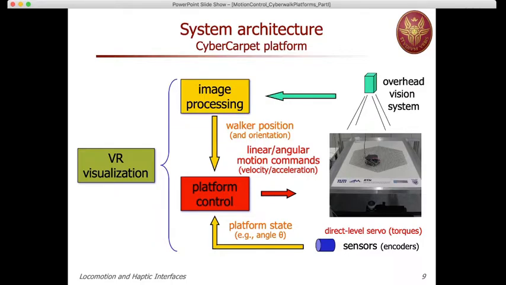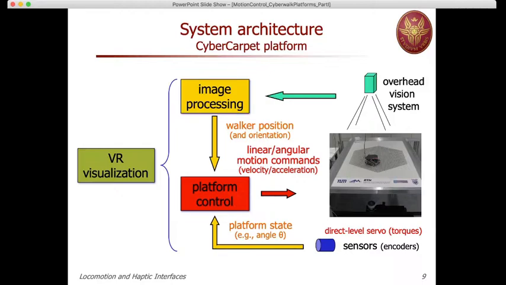At the same time, we have low-level servo, which produces torques. In fact, we assume that there are low-level controllers that receive reference in terms of kinematic commands, so either speed or acceleration, and provide the right torque in order to implement those desired reference values. We have sensors from encoders that characterize, for instance, the angle theta of the treadmill, which is below the ball array, the array of balls.